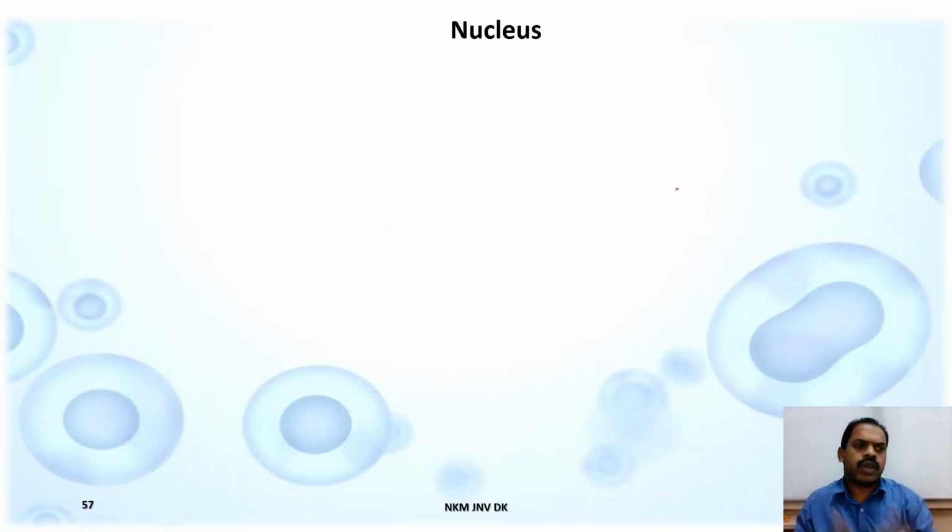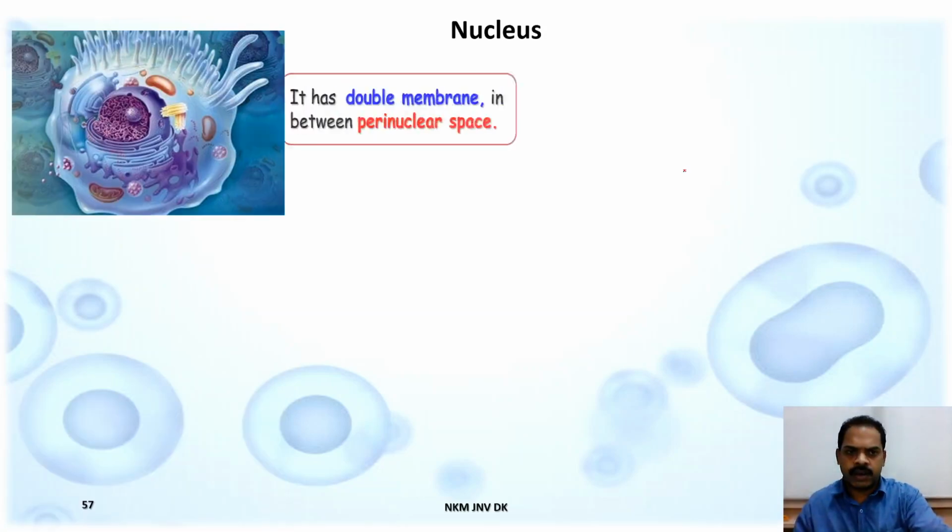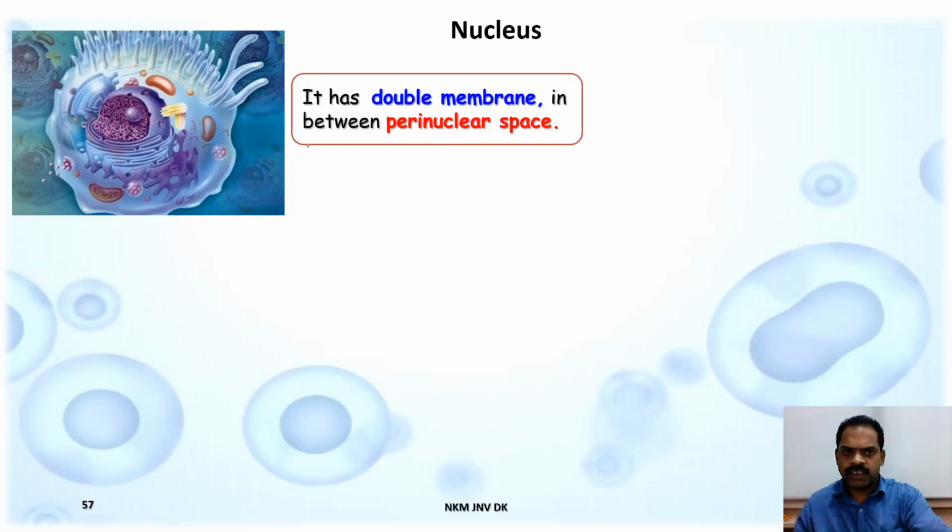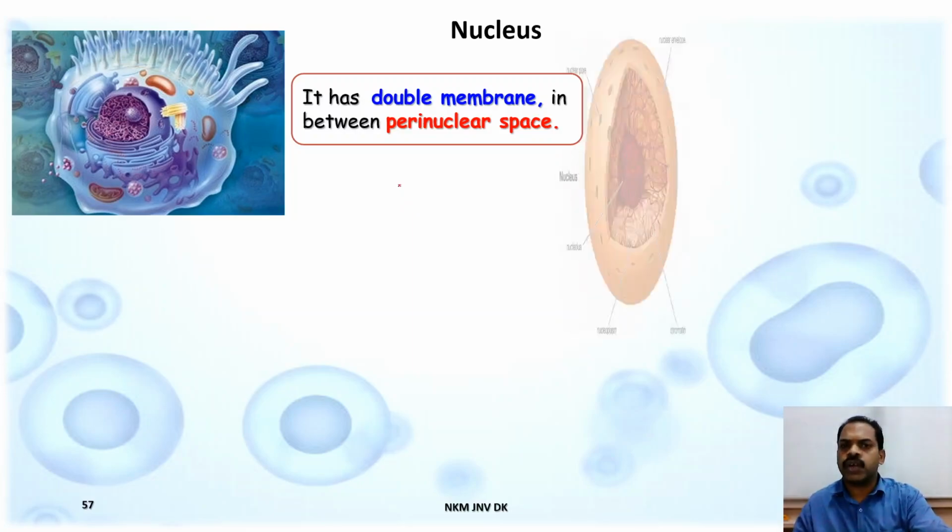Then let us go into the final cell organelle, that is the nucleus. Why nucleus? The nucleus is the most important cell organelle in the plant or animal. You can see that center part in the animal cells. It is also a double membrane structure. Previously we already told that in eukaryote and prokaryote, the 'karyon' means nucleus only.